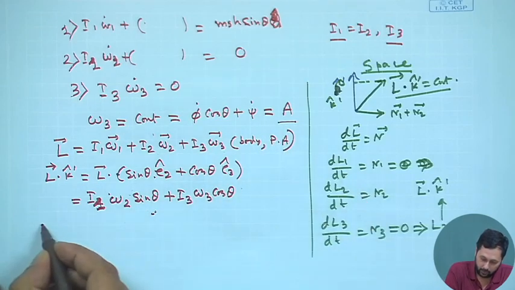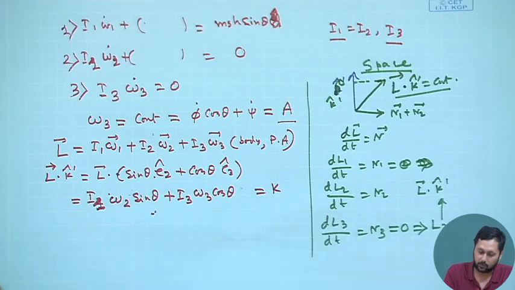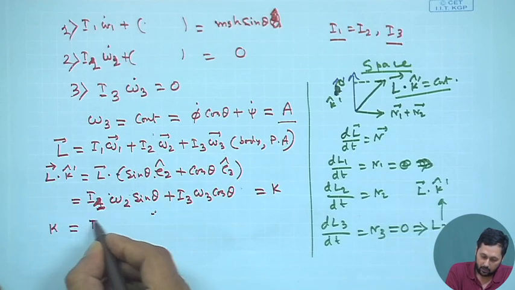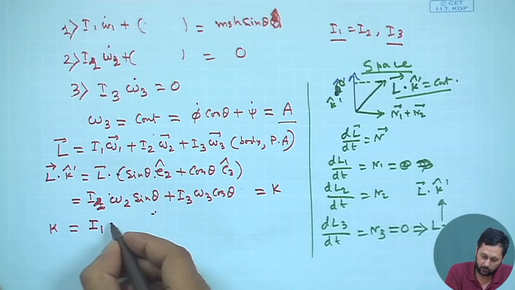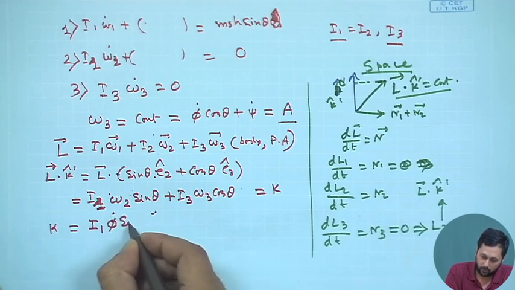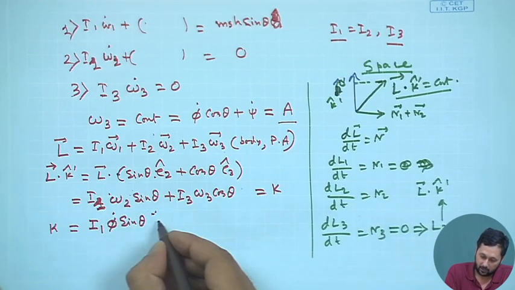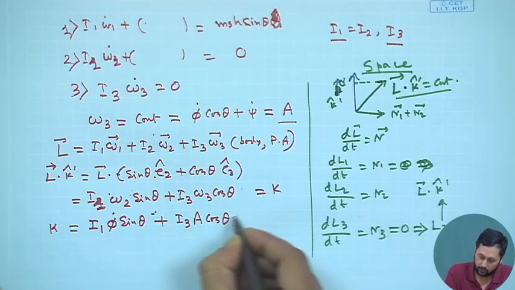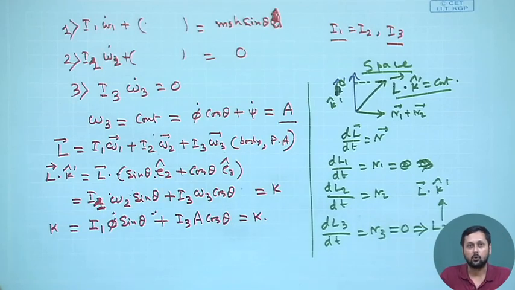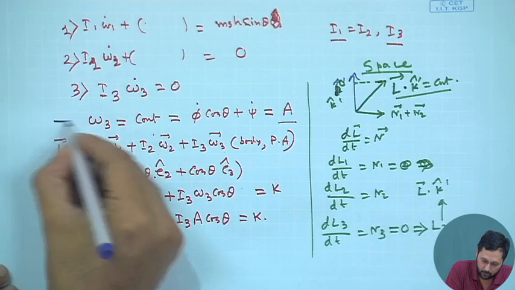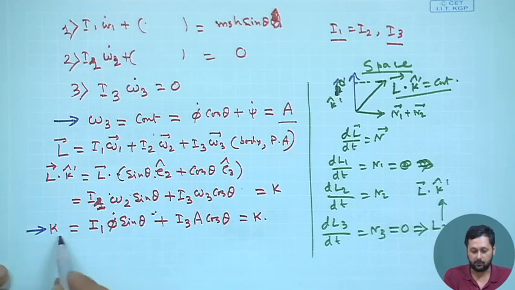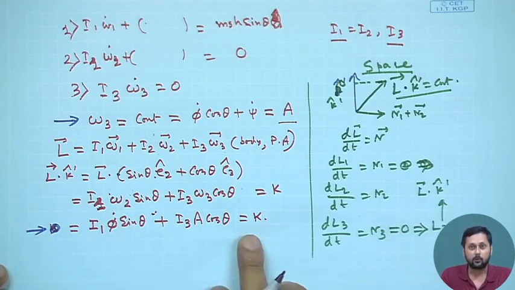Okay. So, if we call this whole thing equal to some constant k, then we can say k is equal to I1, and omega 2 is phi dot sin theta, plus I3 A cos theta is equal to k. So, we have our first conserved quantity here, which is A, and our second conserved quantity here, which is k. K is the capital K. Two conserved quantities are already there.